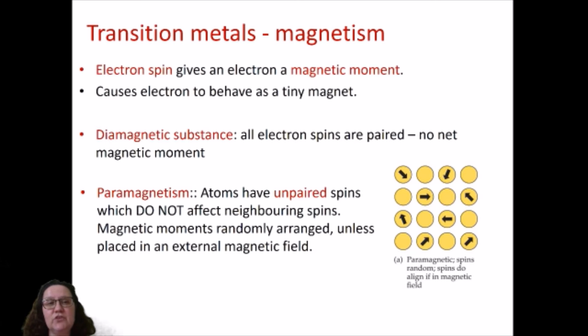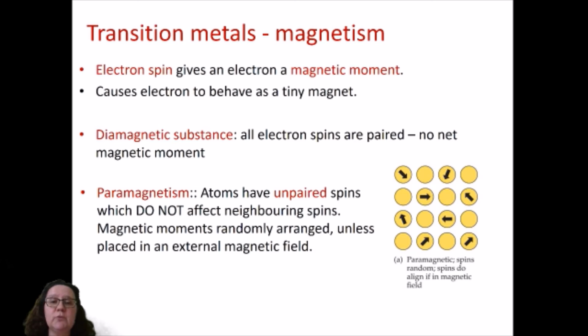Transition metals have some interesting magnetic properties that we will be discussing in the next couple of slides. Electrons are charged particles and they are spinning. Therefore, electrons have a magnetic moment. You can think of an electron as a tiny bar magnet. If you have all the electrons in your substance paired up, then that substance is what we call diamagnetic. It has no net magnetic moment, and if you expose that substance to a magnetic field, it will not have any effect on it.